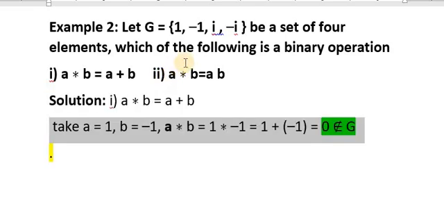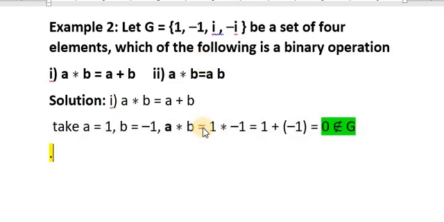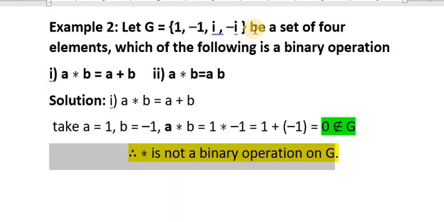To prove this one, let me take a is equal to 1 and b is equal to -1 from the set G, and combine them together by using the binary operation a star b, which is equal to 1 star -1. Here star is an addition. So 1 plus -1 is equal to 0. 0 is not present in the set G. Hence, star is not a binary operation in this case.